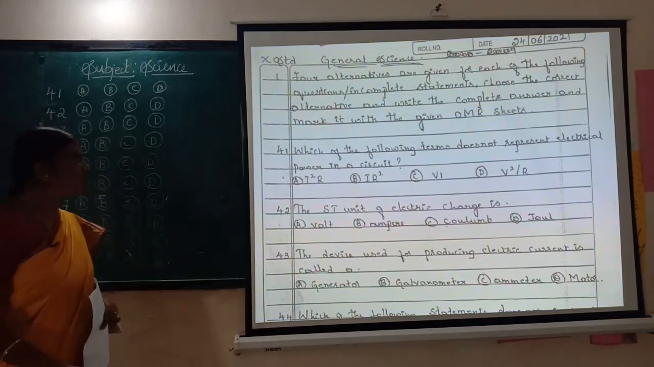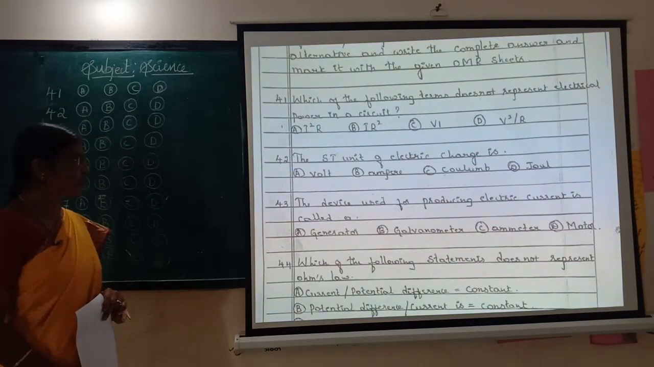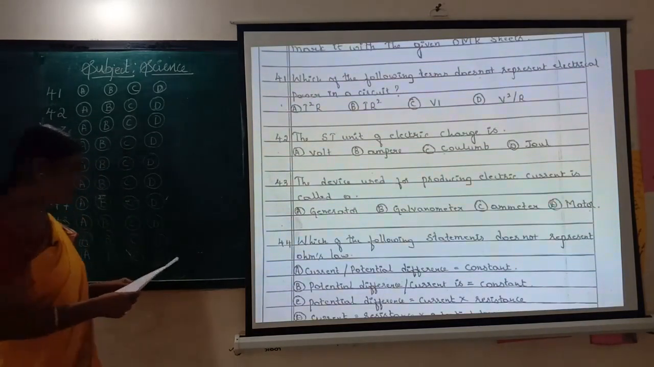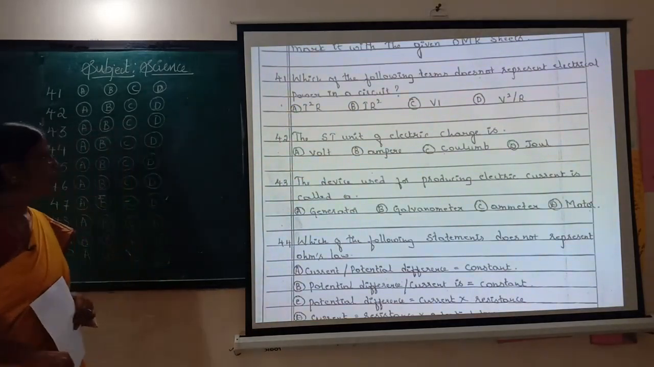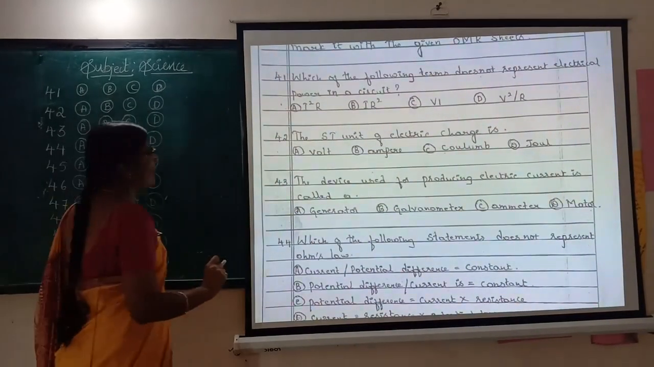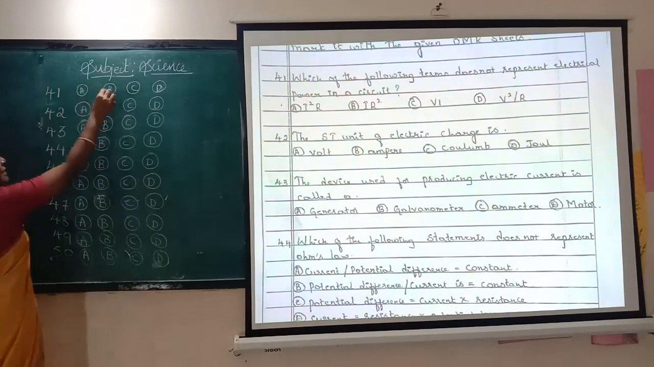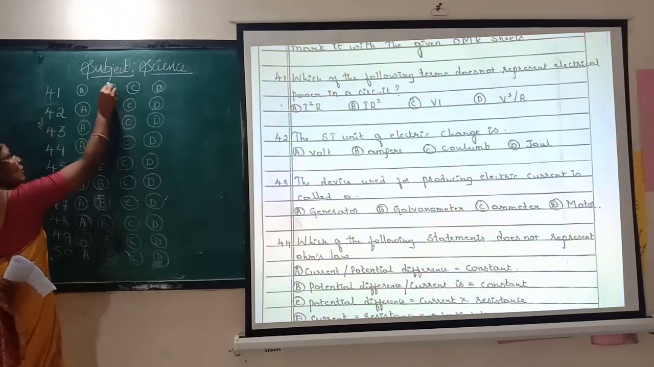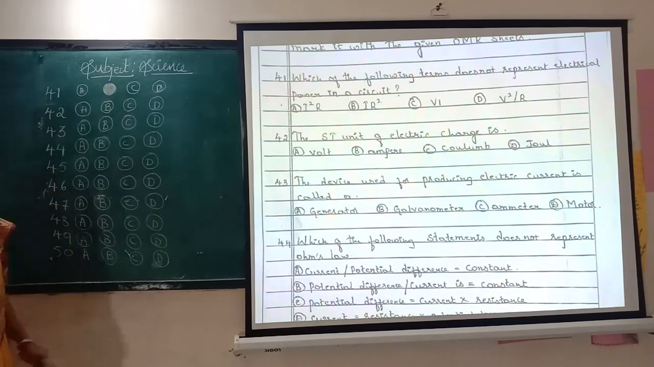41st question, which of the following terms does not represent electric power in a circuit? For that the right answer is, children, B option, it is I R square. 41st question, B option is the right answer, I R square. Same thing you should shade in the OMR sheet. 41st question, B is the right answer. Okay, children, we'll go for the next question.